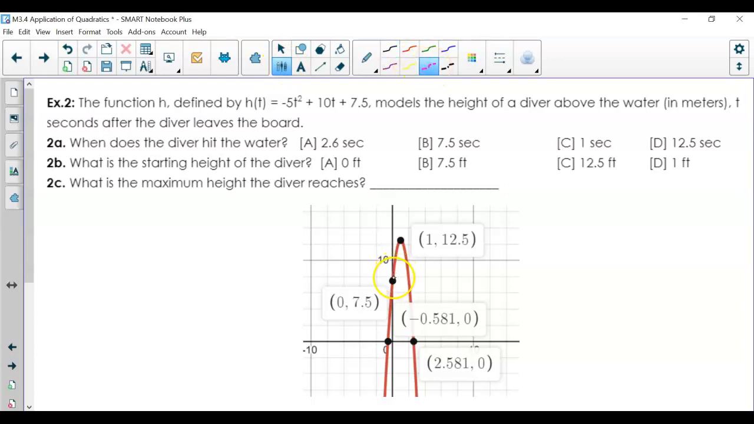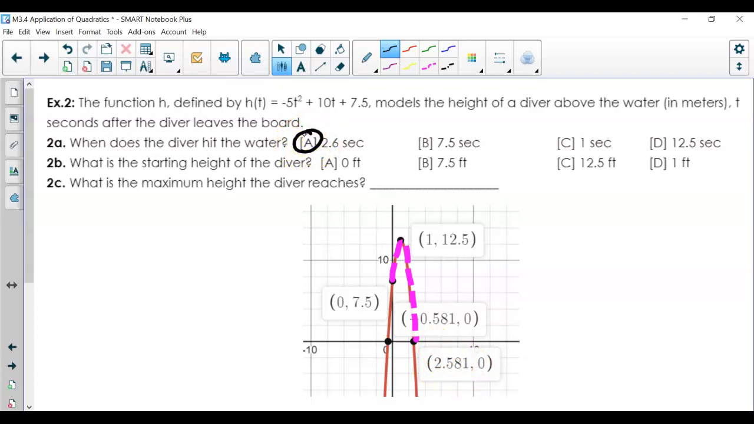The diver starts here, right? Because we can't be negative. So the diver starts here and then boom, hits the water, right? So when does the diver hit the water? How far out? How long? In 2.6 seconds. That's why the answer is A.